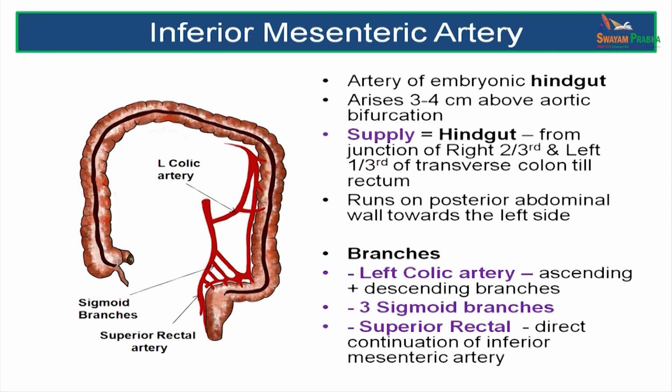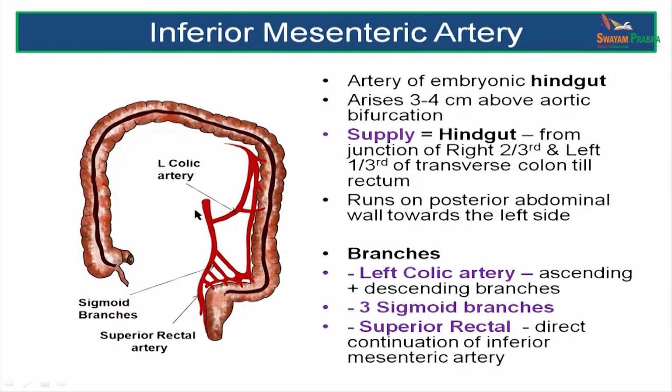Let us now look at the inferior mesenteric artery branches. The inferior mesenteric artery is the artery of the hindgut, and it supplies blood to portions of the gut extending from the transverse colon right down to the superior half of the rectum. The branches of the inferior mesenteric artery are the left colic artery, 3 sigmoidal branches and the superior rectal artery.